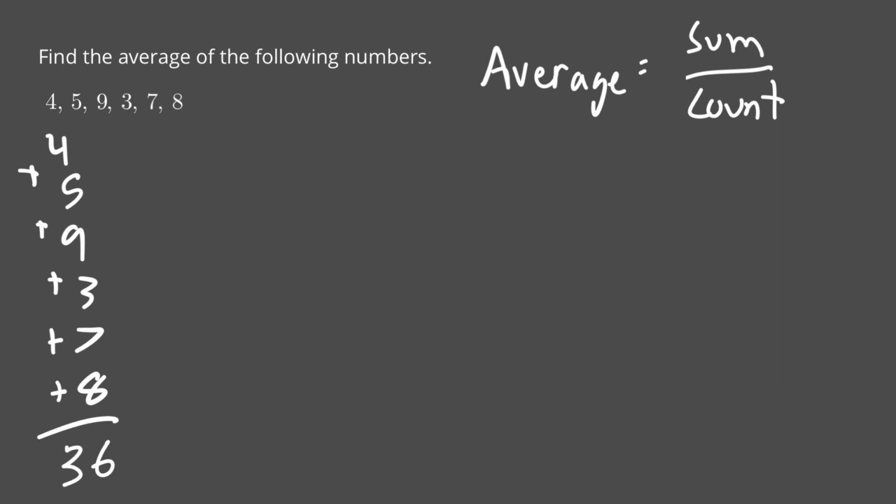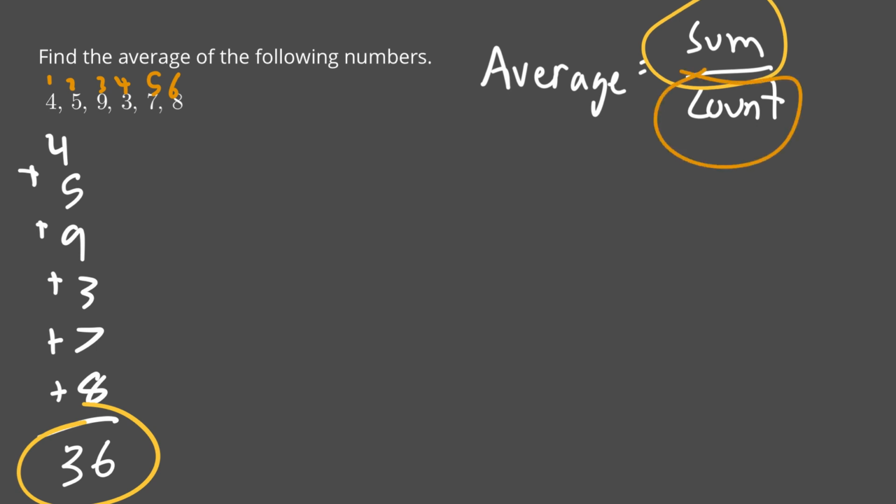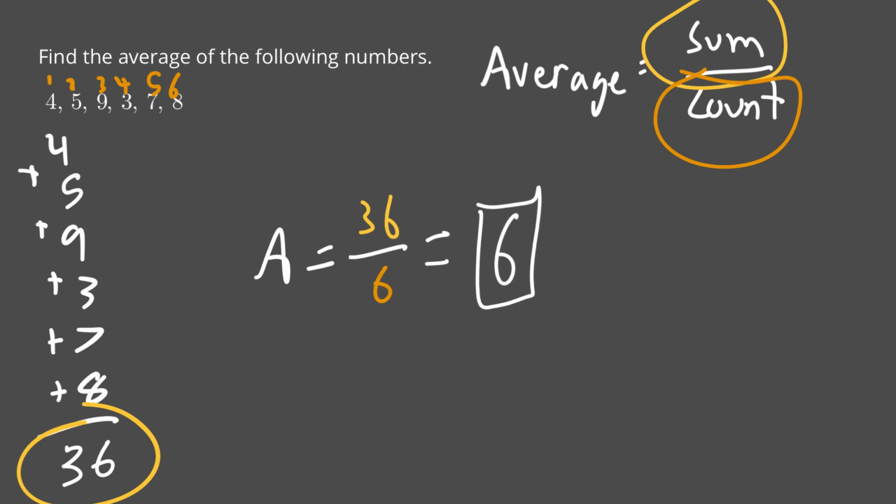All right, now that we have the sum, we're going to have to find the count. And this is the easiest part. The count is simply going to be how many numbers we have in our list, which is 1, 2, 3, 4, 5, and 6. So our count is 6. To find the average, which we'll just say A, is equal to the sum, 36, divided by the count, 6. 36 divided by 6 gives us 6 as our final answer.